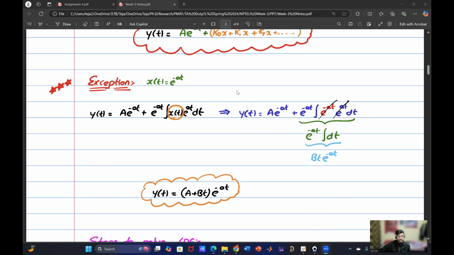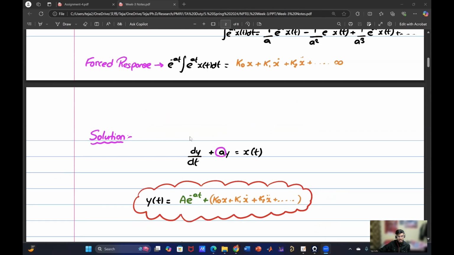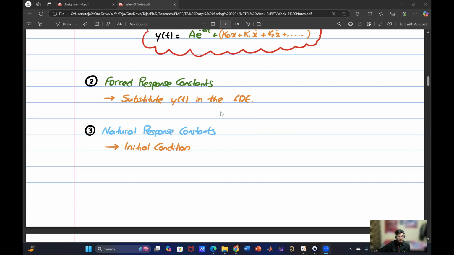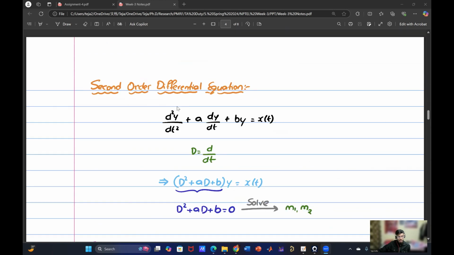Then we have written the steps so that we can solve any problem. First we write the generalized solution, and then the forced response constants, k0, k1, k2, which is the orange part, you get by substituting y of t in the LDE, the linear differential equation. Then the coefficient a of e to the power minus at you get from the initial condition. Then we solved two problems on how to solve this before going to the second order differential equation.